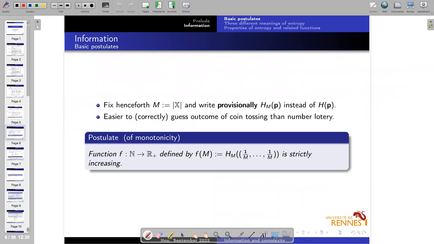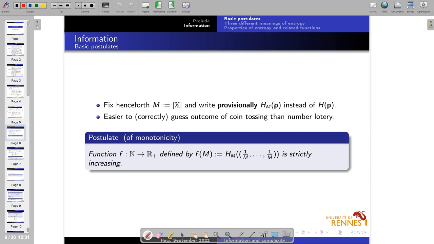Now, fix the cardinality of X to be some integer M. And write provisionally, because I'll drop this notation just afterwards, the expectation of small h of the uncertainty as capital H indexed by the number of the elements of this set X.